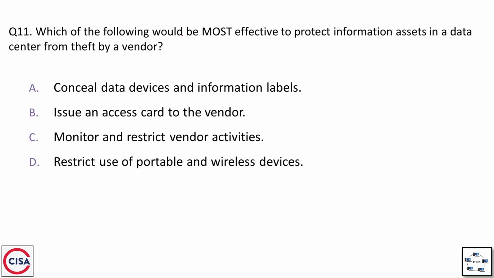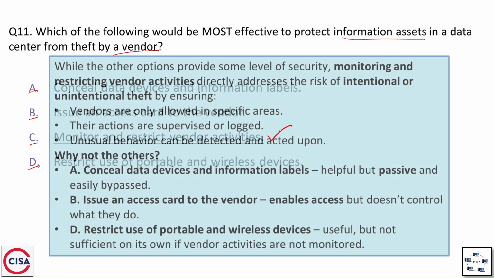Question number 11, which of the following would be most effective to protect information assets in a data center from theft by a vendor? Option A, conceal data devices and information labels. Option B, issue an access code to the vendor. Option C, monitor and restrict vendor activities. And option D, restrict use of portable and wireless devices. And the correct option is option C, monitor and restrict vendor activities.